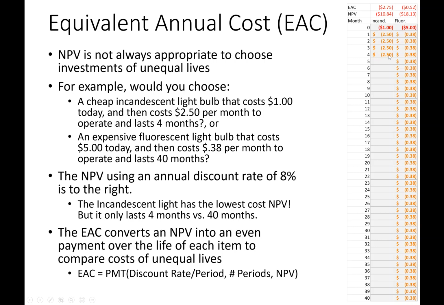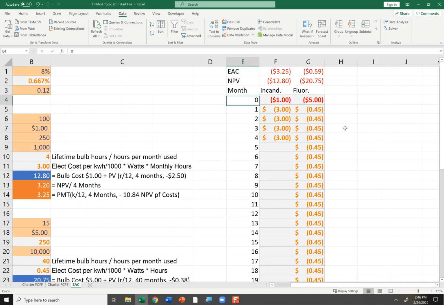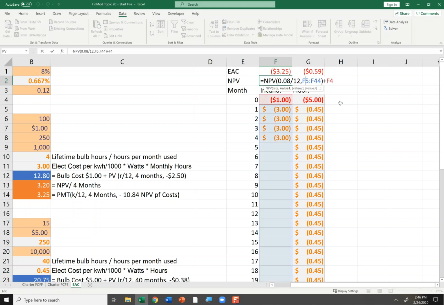So let's forget taxes, make this easier. I'd spend $1 and I'd spend $2.50, $2.50, $2.50. If I took the NPV of those cash flows, and I'll go to the spreadsheet, the NPV of those cash flows using a discount rate of 8% per year, or 8% divided by 12 per month, for 4 months, adding the first payment of $1 today, the NPV of one light bulb is negative $12.80.